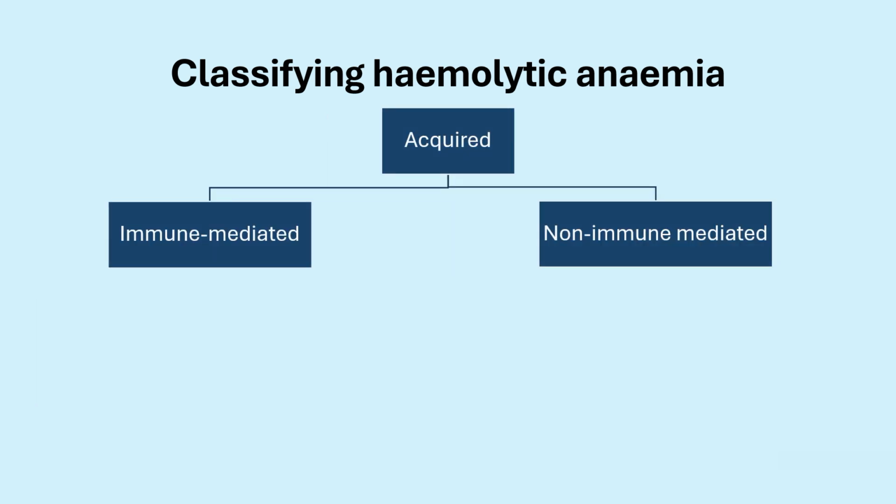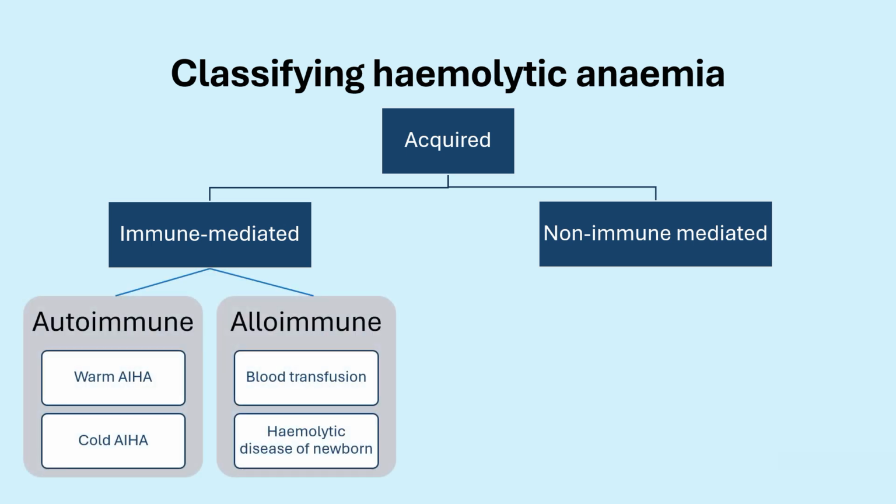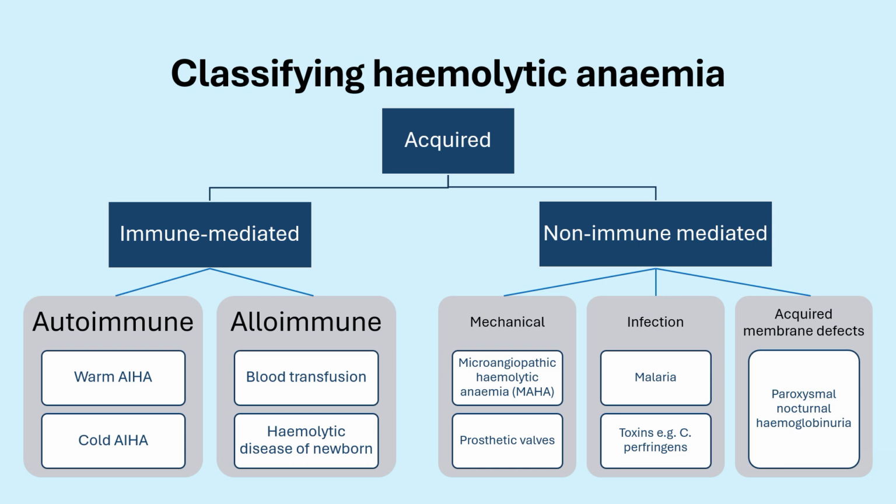Acquired hemolytic anemias can be split into immune-mediated and non-immune-mediated. Immune-mediated includes autoimmune hemolytic anemia, which can be warm or cold, alloimmune hemolytic anemia, which can occur in blood transfusion, or hemolytic disease of the newborn. And non-immune-mediated hemolytic anemia can be mechanical, infective, or acquired membrane defects. Examples of mechanical include microangiopathic hemolytic anemia and having metallic prosthetic valves, infective causes being malaria, and in acquired membrane defects such as paroxysmal nocturnal hemoglobinuria.